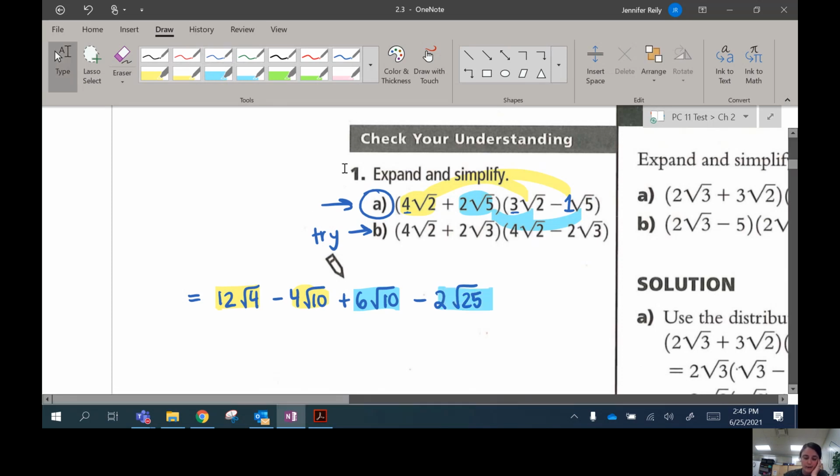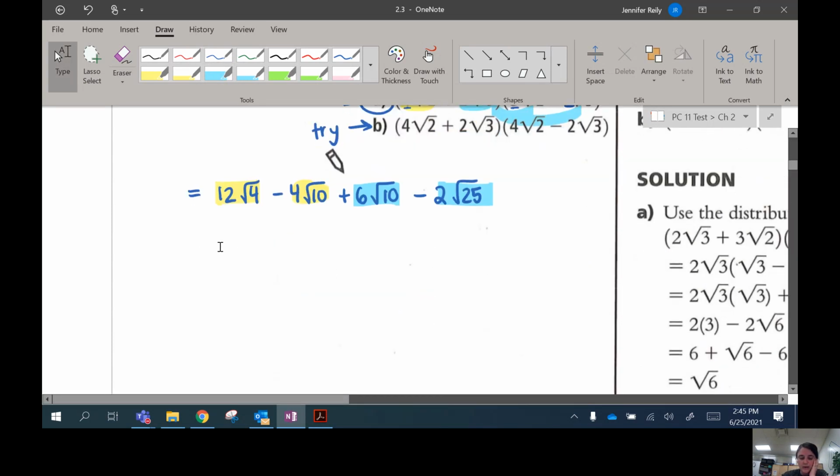Beautiful. Ready to simplify. So anything we can answer, we will. And also these two middle ones are like radicals, and their coefficients can be added together, and we can combine them into one term. So this first one here, we can actually answer it. Square root of 4 is 2, and 2 times 12 is 24. So that's exactly 24. The middle two, like I mentioned, can be added together. -4 plus 6 is 2 root 10. I can't evaluate square root of 10. 10 is not a perfect square. And the last one, we can answer it exactly. Square root of 25 is 5, so this would be 2 times 5, which is 10.